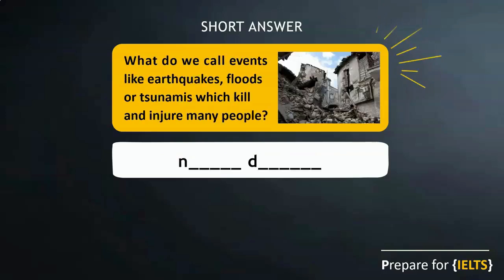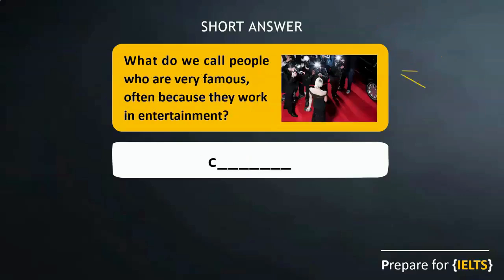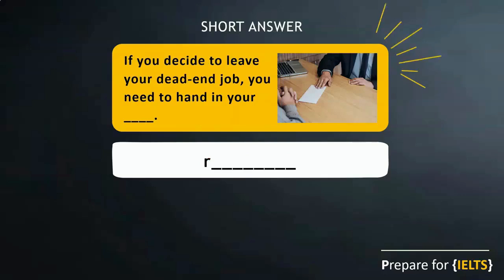That's a hard one. What do we call events like earthquakes, floods, or tsunami, which kill and injure many people? And these are, of course, natural disasters. Next one. What do we call people who are very famous, often because they work in entertainment? We're talking about singers and actors. They are, of course, celebrities. And if you decide to leave your dead-end job, you need to hand in your resignation.